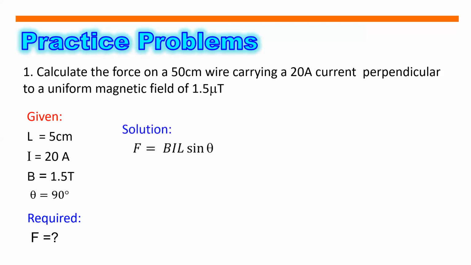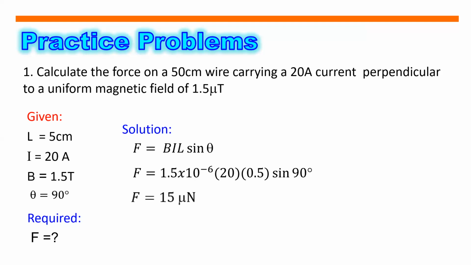Using our equation F is equal to BIL sine theta, we will just plug in all the given. That is 1.5 times 10 to the negative 6 multiplied by 20 amperes multiplied by 0.5 meters, the length of the wire, and the sine of 90 degrees, and we will get 15 micro Newton for the magnetic force.